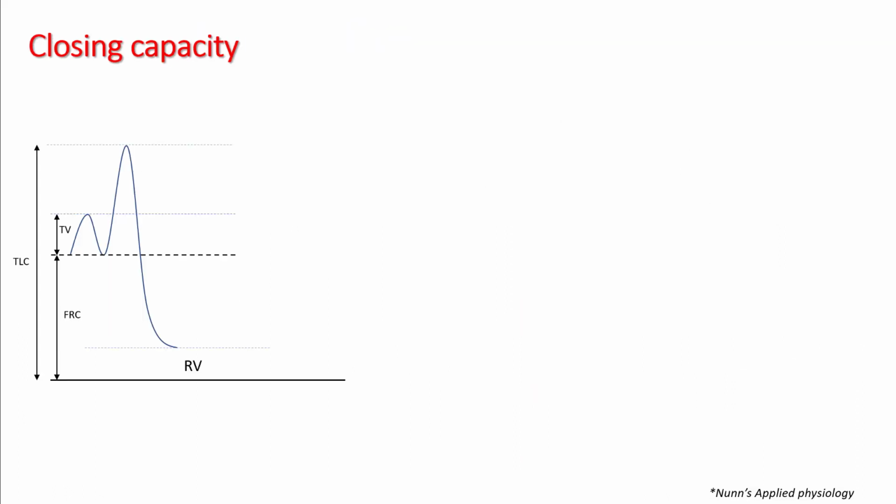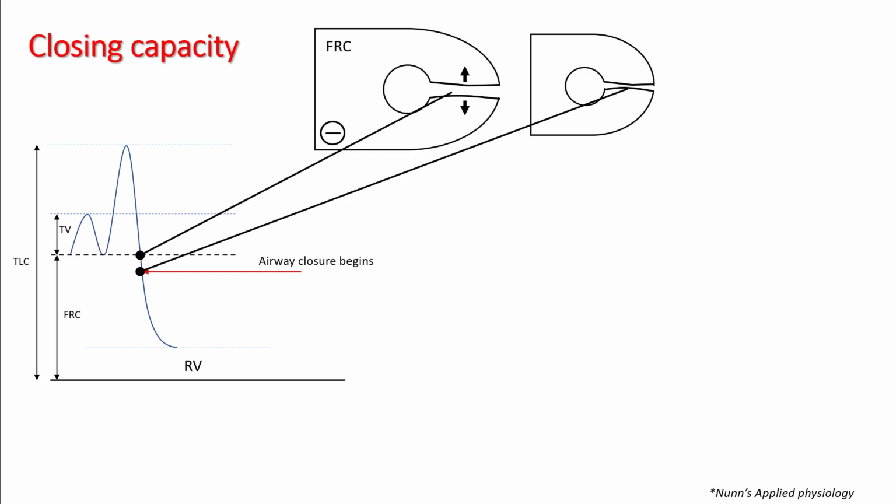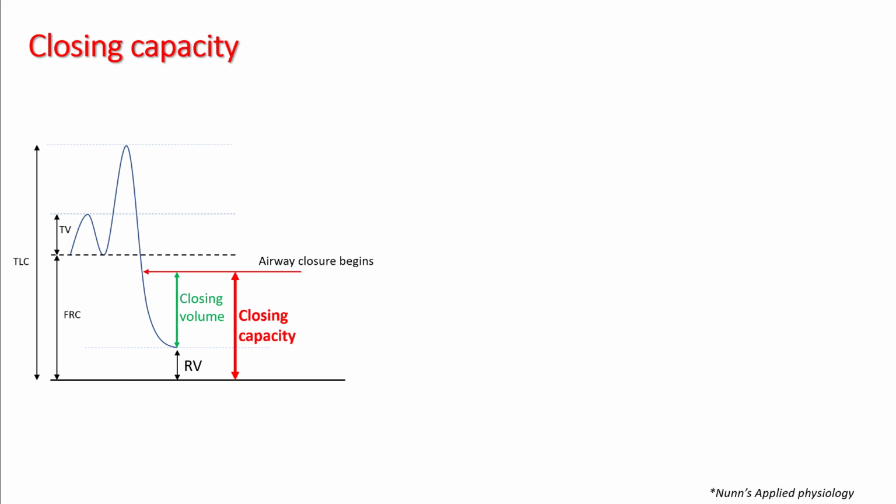So remember that airway resistance increases with decreasing lung volumes. This gives rise to a term called closing capacity. As you continue your exhalation beyond FRC, your airway starts getting narrowed and a point comes where some of the airway starts collapsing. And as you move towards residual volume, the airways can collapse entirely. The volume of air at which the airway closure begins is called closing capacity.